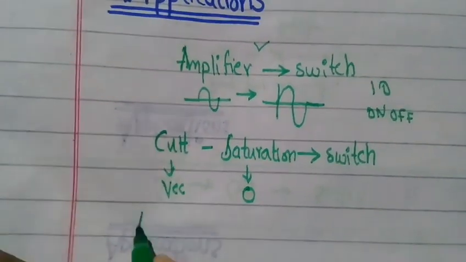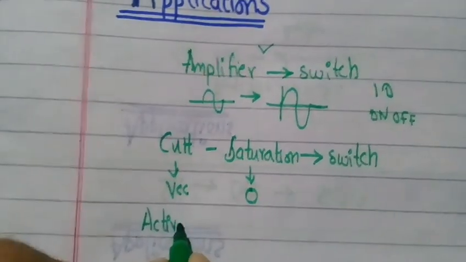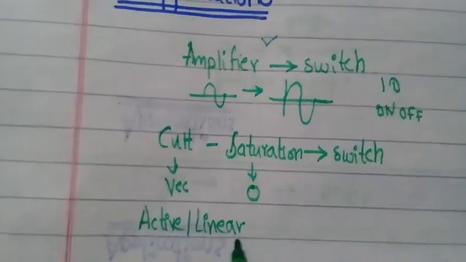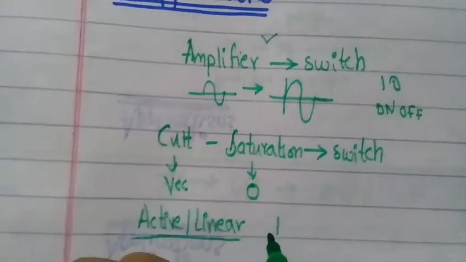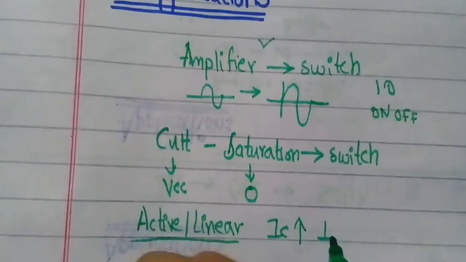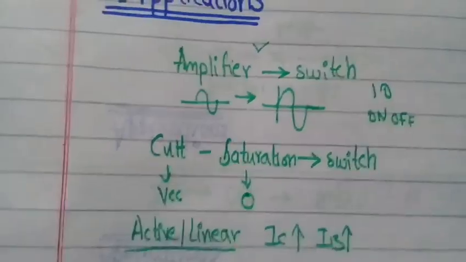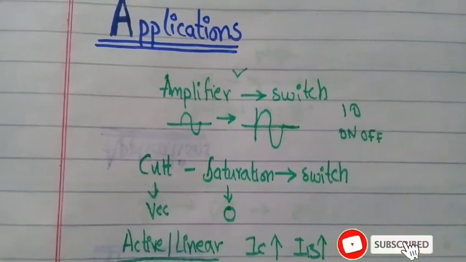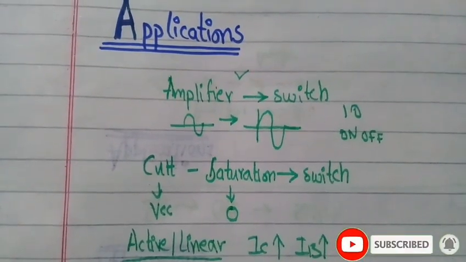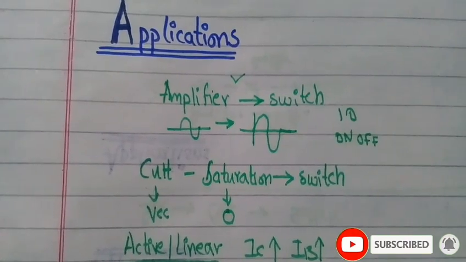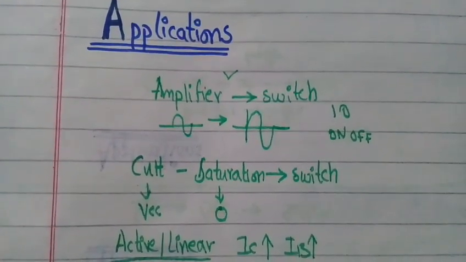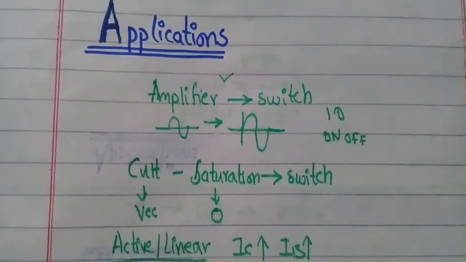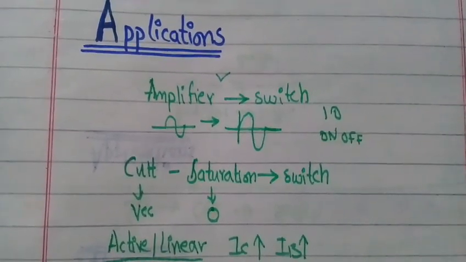But in the active region or in the linear region, we see that as IC increases, the other factor IB increases. Therefore a small signal is converted into a large signal. So this region of operation, the active or the linear region, is used as an amplifier. So guys, these are the applications of our transistor in these modes of operation.